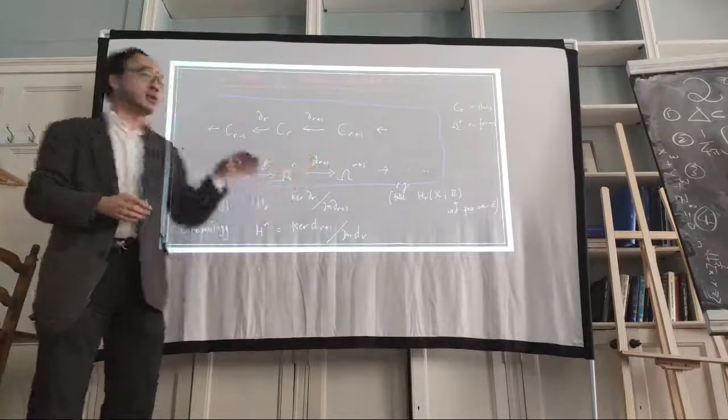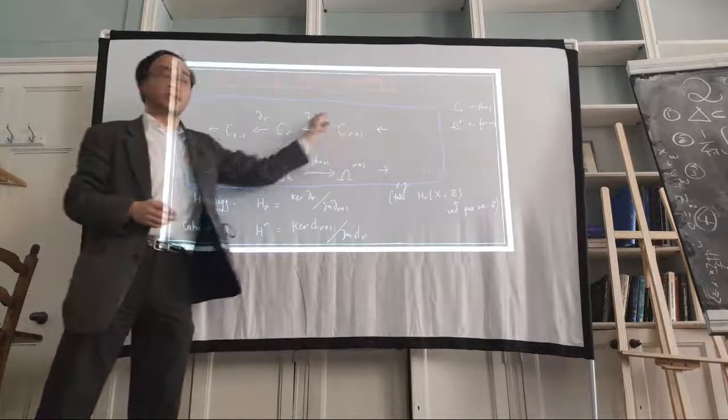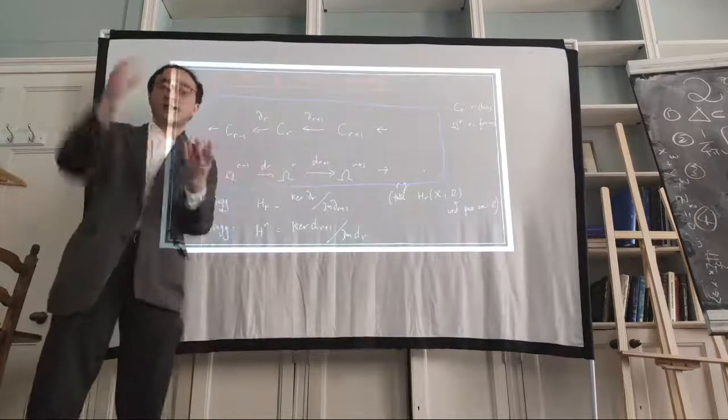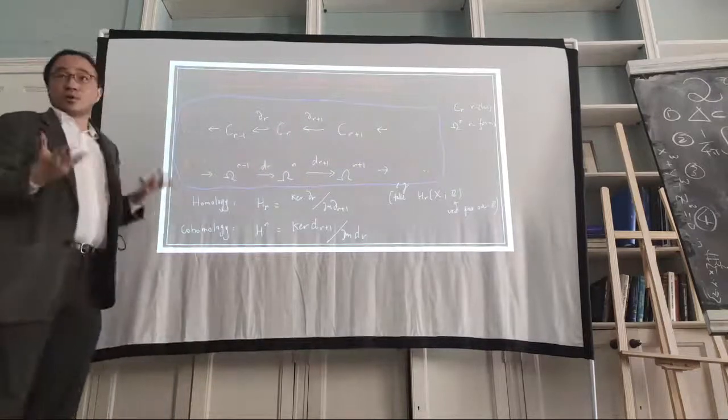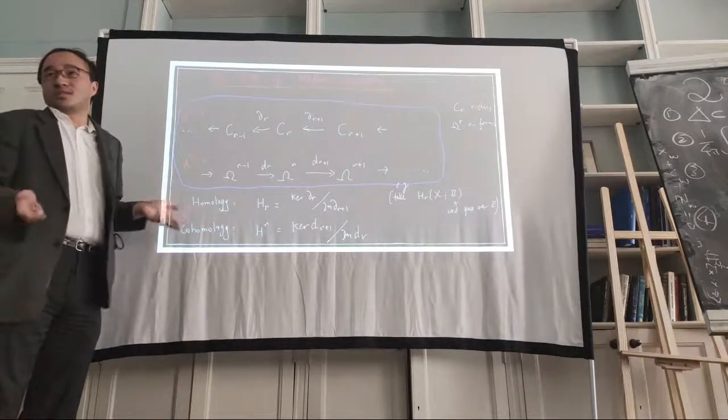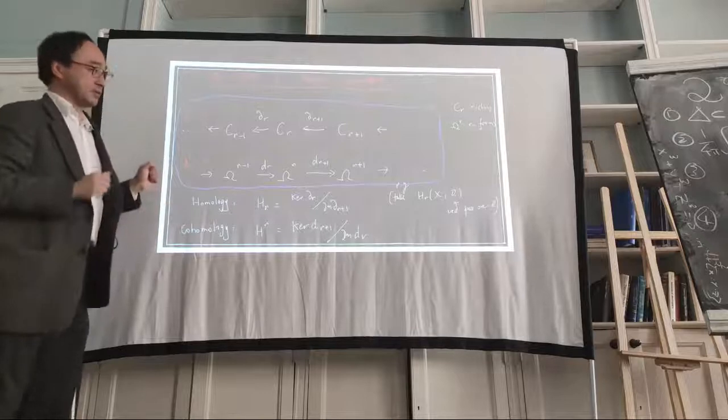Why is it cohomology? Because this is purely geometrical and this is operational. You can define some kind of operator on the cycles. And then, so what the hell? So what's this good for? This is what this is good for.